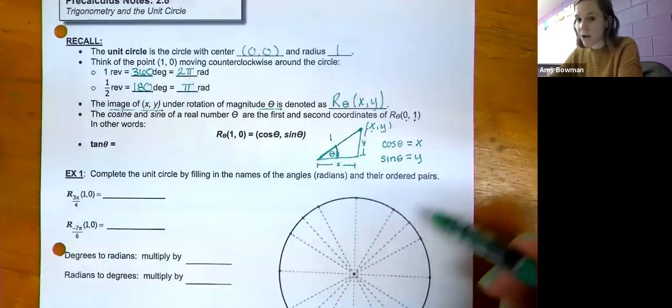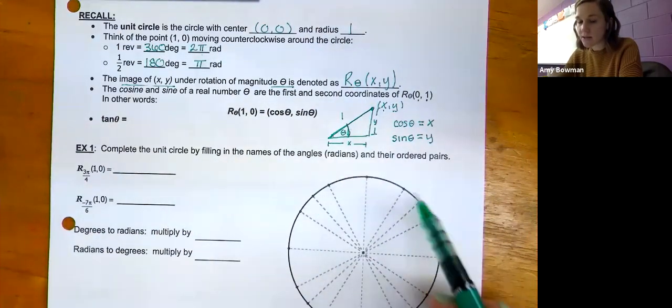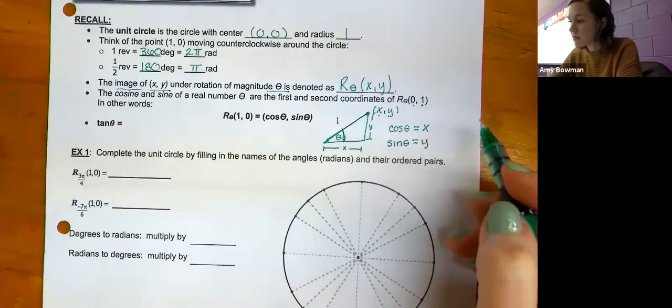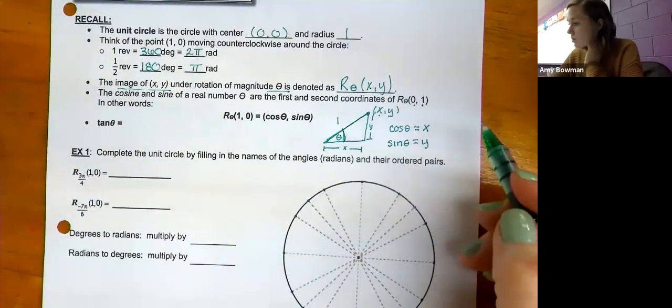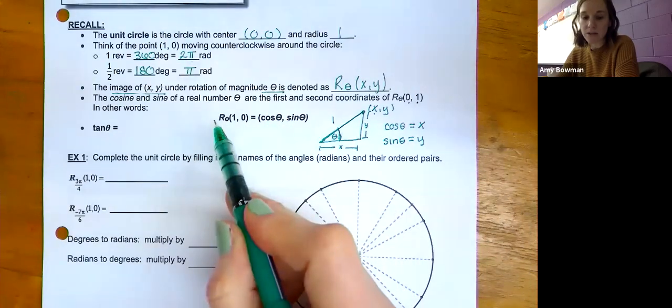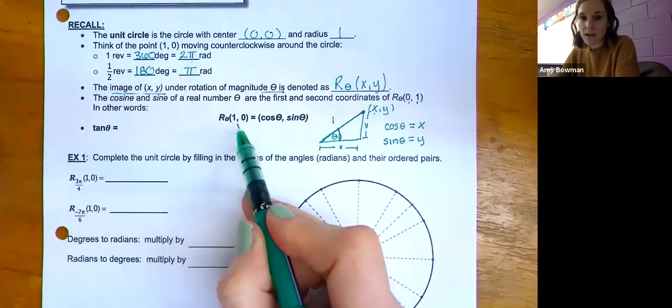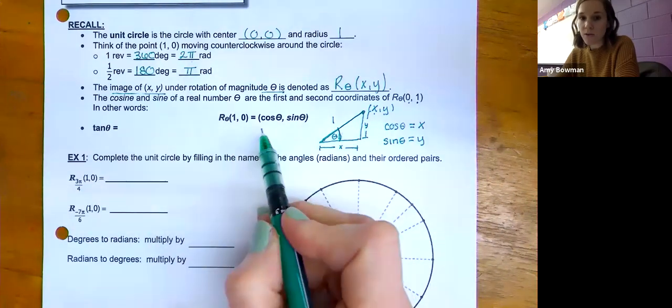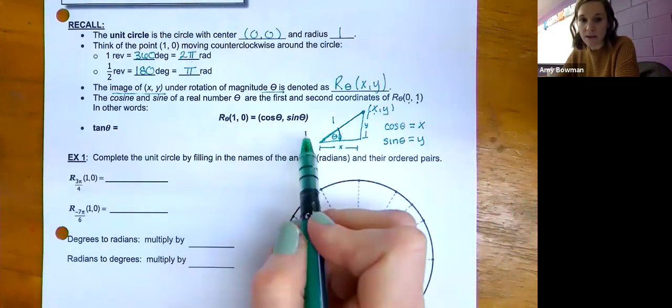So every ordered pair around this unit circle is an xy coordinate that is the cosine of the rotation, comma, sine of that angle measure. So that's what this is. This is just what that notation is saying. So when I rotate 1, 0, any rotation around the unit circle, the new coordinates are the cosine of that angle, comma, the sine of that angle.